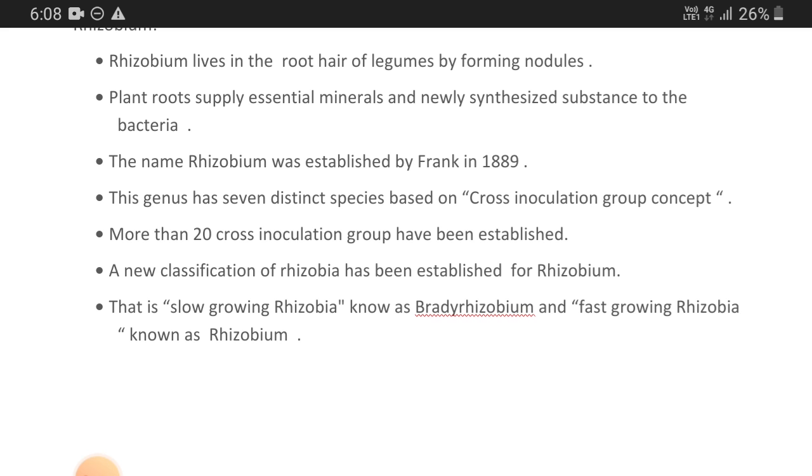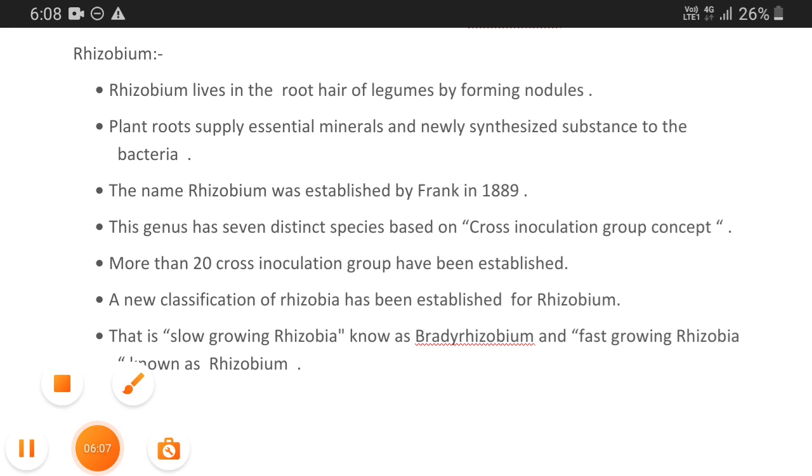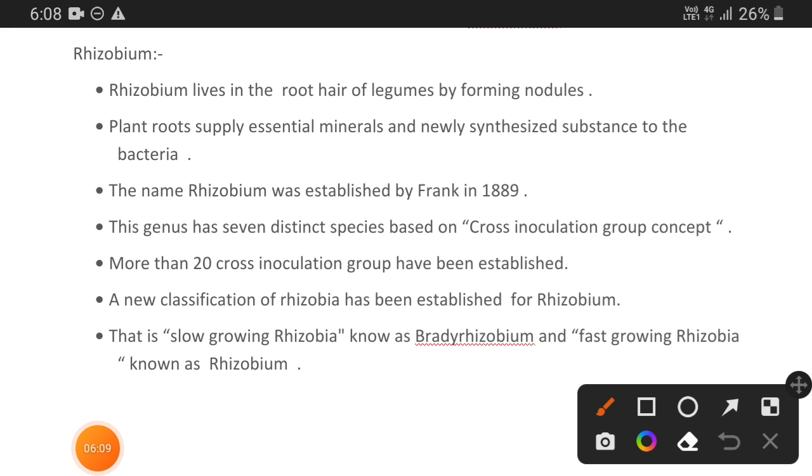Another important thing you can remember is that the genus rhizobium can be divided into 7 distinct species based on the cross inoculation group concept. Okay, so that's it for today.